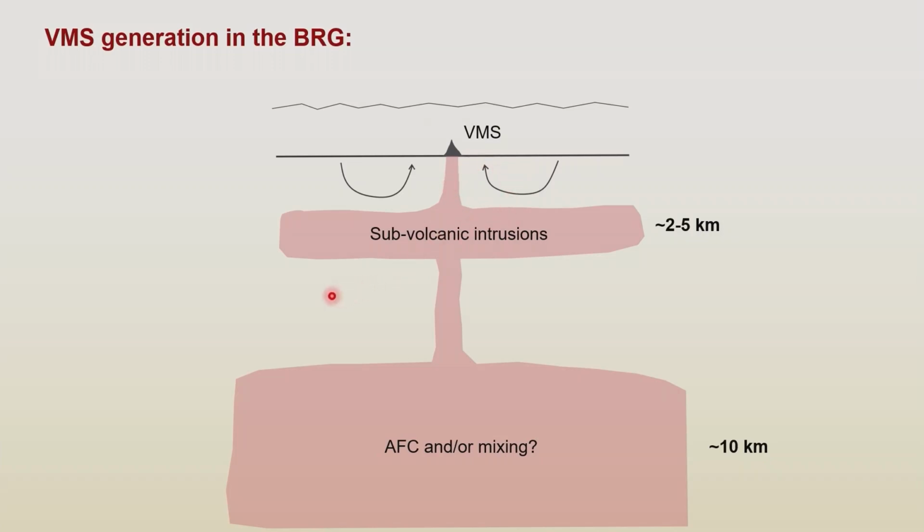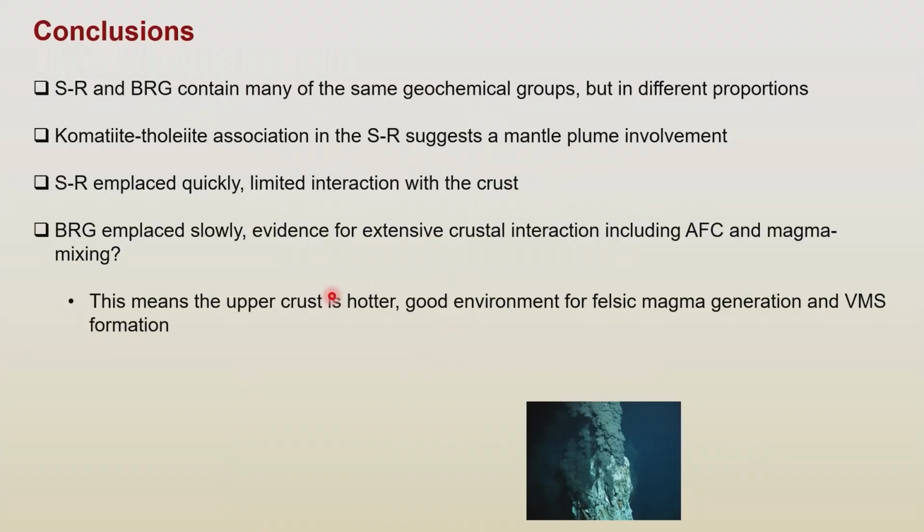So, conclusion: the Stoughton-Roquemaure and the Blake River contain many of the same geochemical groups, but in different proportions. The komatiite-tholeiite association in the Stoughton-Roquemaure suggests a mantle plume involvement. The Stoughton-Roquemaure, emplaced quickly, has more limited interaction with the crust, whereas the Blake River was emplaced slowly. We have more evidence for crustal interaction, where we can observe these AFC or magma mixing processes. So this means that the upper crust is hotter, which is a good environment for felsic magma generation and at the same time for BMS formation.